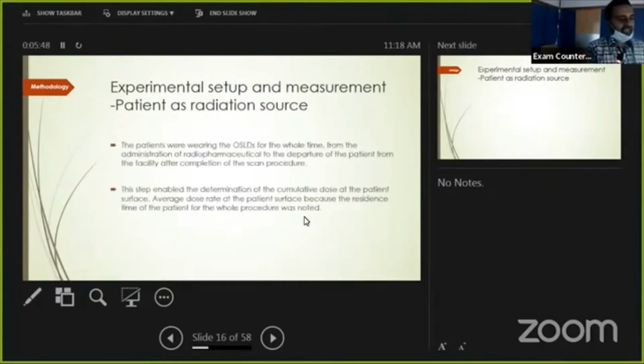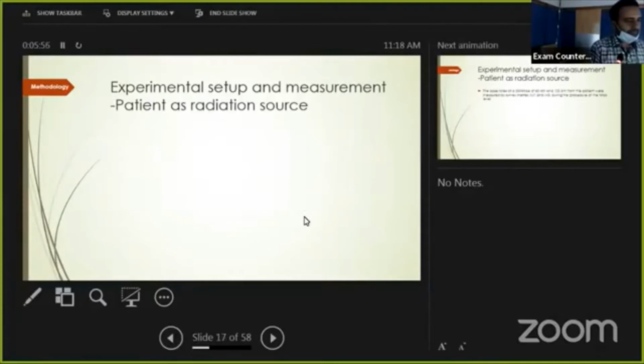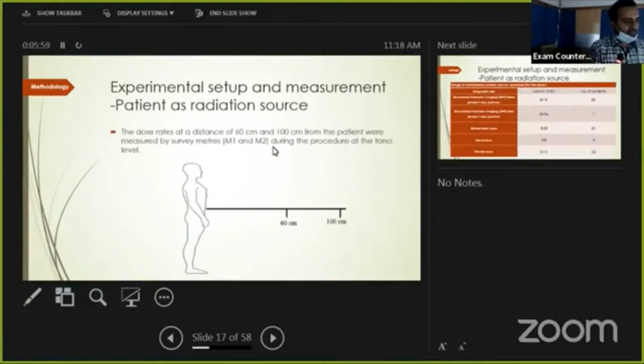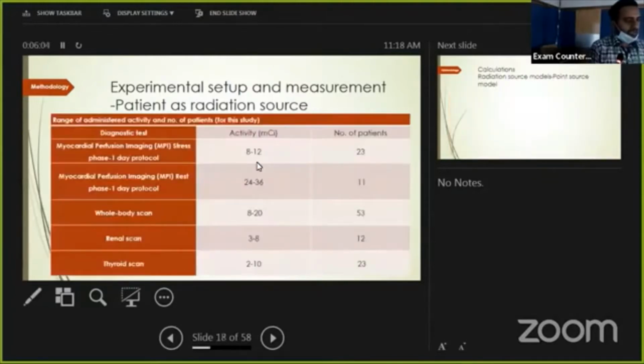Furthermore, we have taken some readings away from the patient as well at two distances, 60 centimeters and 100 centimeters. These readings were also taken with the two survey meters which I showed you earlier. Those who work in nuclear medicine must be familiar with these doses. Typically, these are the radioactivities injected into the patients in the tests which we performed during this study. These are the numbers of patients, or samples, from which we took the data.